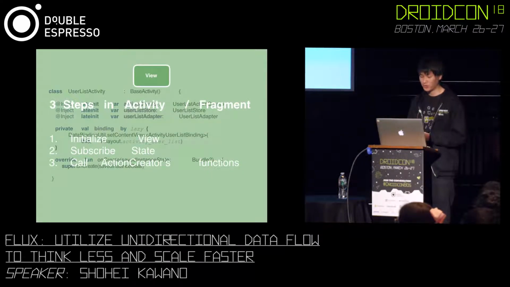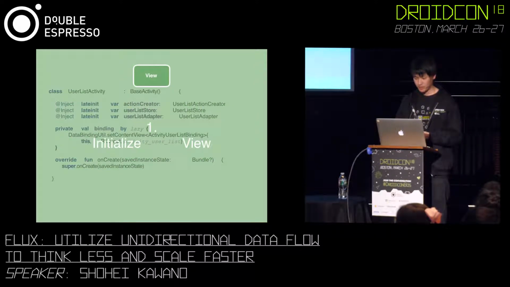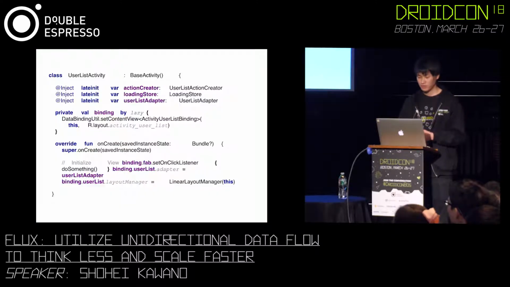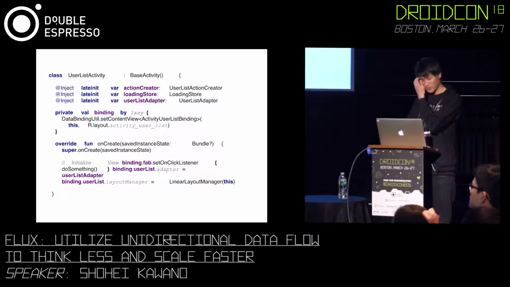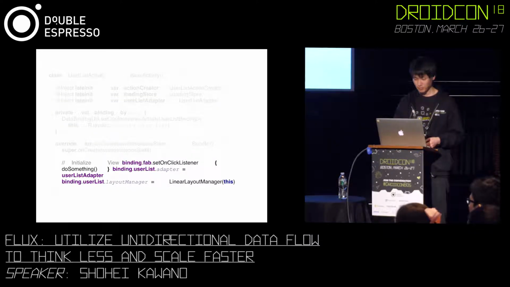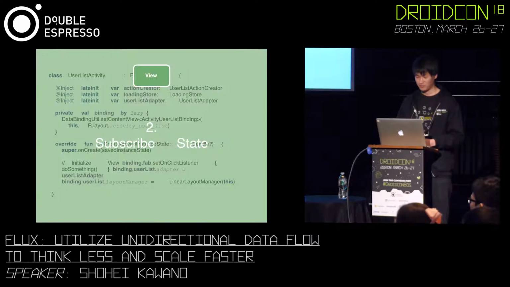And in the view component, we have 3 steps to do. We initialize the view, we subscribe to state, and finally we call the action creator's functions. Let's see each one by one. First, initialize the view. It's a very simple step. In the view initialization step, we set an onClick listener or recycler view, set the recycler view adapter, and so on. It's a simple step, and that's it.